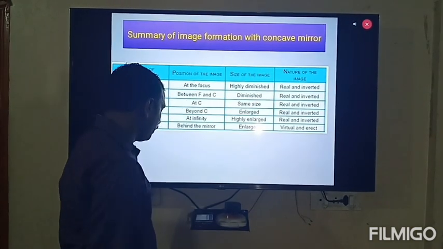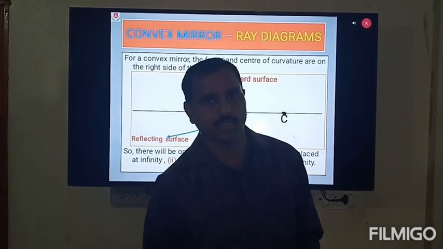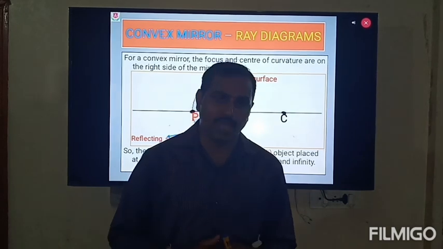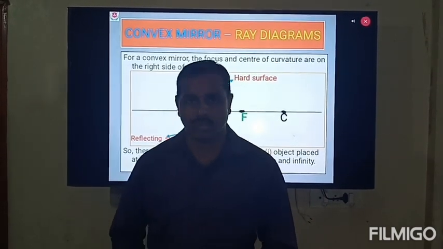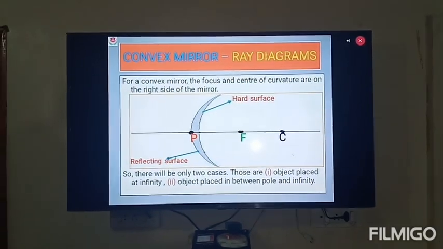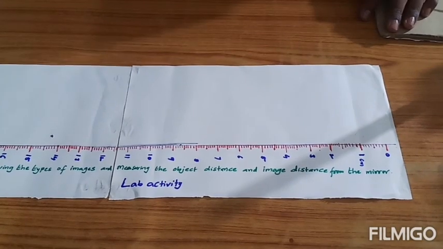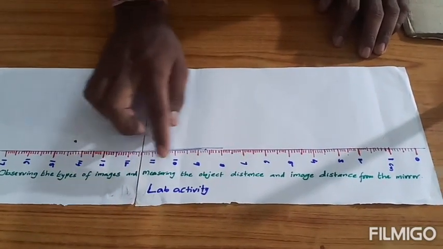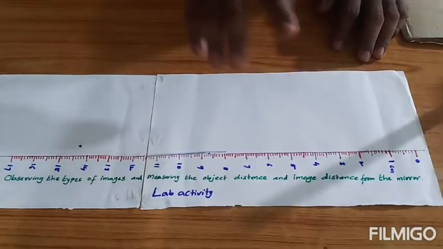Now we will go for the convex mirror ray diagrams. Before that, we want to see the lab activity. After completion of the lab activity, I am going to explain the ray diagrams for the convex mirror. Now we are going to do a lab activity on observing the types of images and measuring the object distance and image distance from the mirror.